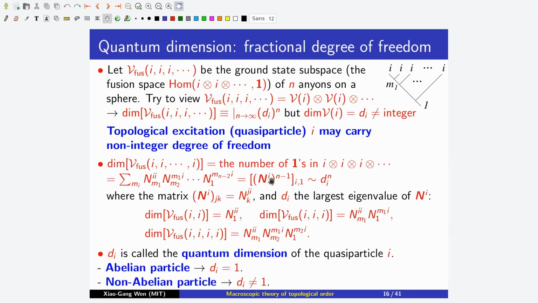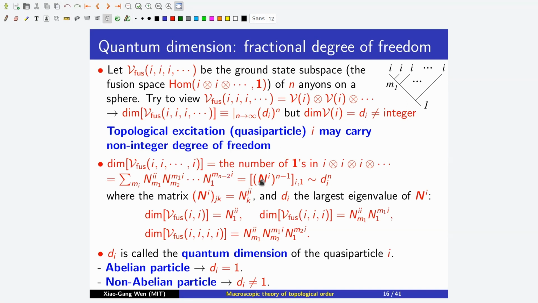Therefore this N_ijk is basically counting the degeneracy, but we have to fuse everything into one. So here we want to fuse n of I into one. There are many different ways to fuse, and we can count how many ones appear at the end. The basic idea is this: I and I can fuse into M1, M1 fuses with I to get M2, and so on. At the end, M_{n-2} fuses with I to get 1. The intermediate states can be non-trivial anyons, but at the end we fuse everything into 1. Then how many ones appear on the other side of the fusion is given by this formula, a bunch of N's multiplied together and summed, really counting how many ones appear at the end. It's like when you fuse n spin-1/2s, you count how many singlets appear at the end. It's really the same calculation. And then this complicated expression can be written as a matrix.